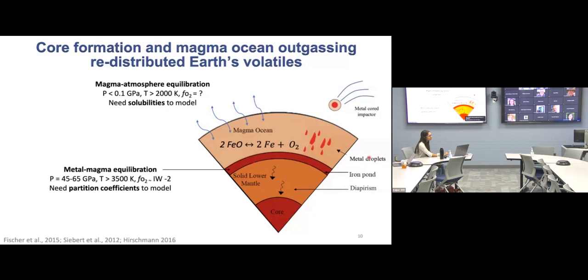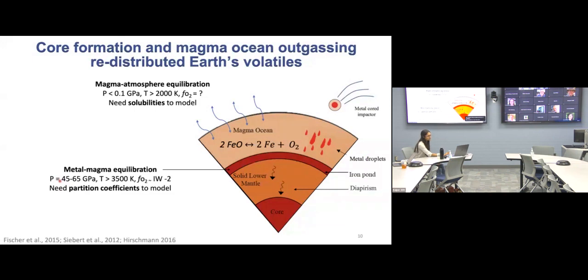And I just wanted to point out that most of the partition coefficients that we collected were acquired at conditions that are relevant to the formation of smaller bodies like planetesimals and planetary embryos. And only recently have there been measurements at conditions that are relevant to final equilibration between Earth's core and mantle. And those conditions I'm showing here are between 45 and 65 GPa on average pressures and temperatures above 3,500 Kelvin.